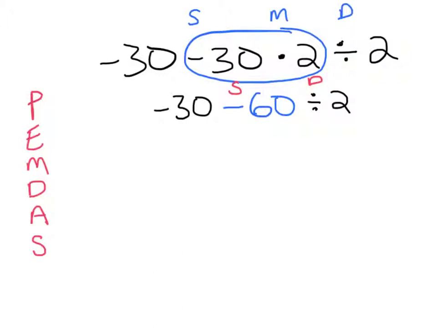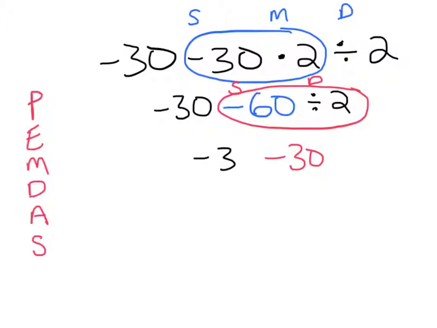So I'm going to take negative 60 and divide it by 2. Well, negative 60 divided by 2 is negative 30. And everything else comes down. You can see my last operation is subtraction. So I do negative 30 minus 30, which is negative 60. And that's the answer.